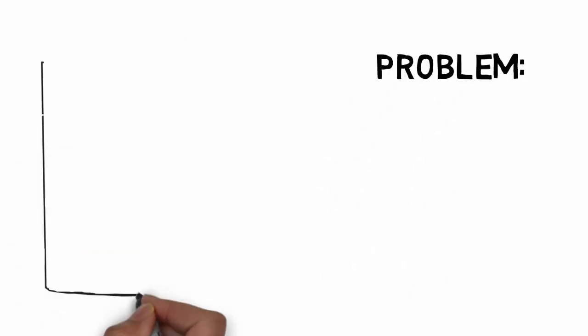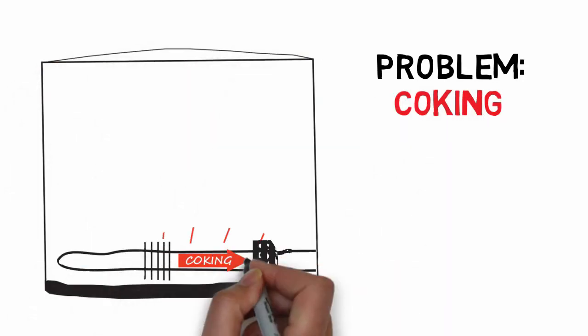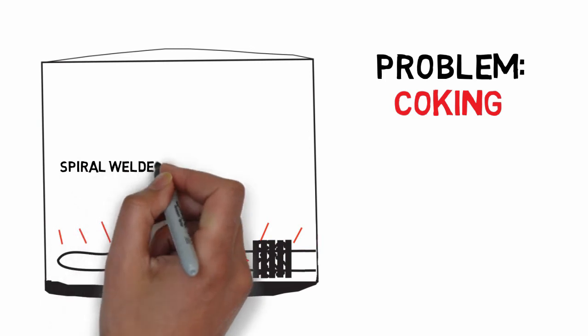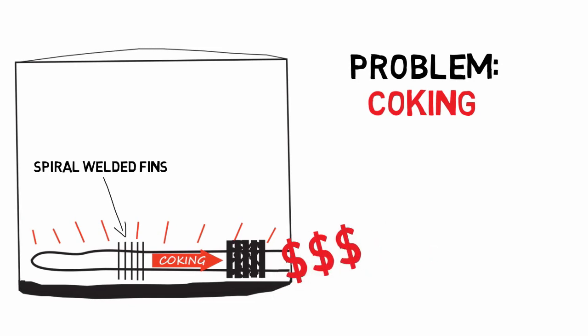Problem: when the liquid level of asphalt drops below the coils, coking on the coils can occur. Traditional spiral welded fins actually promote coking when the fins are exposed. When this occurs, the entire coil needs to be replaced.